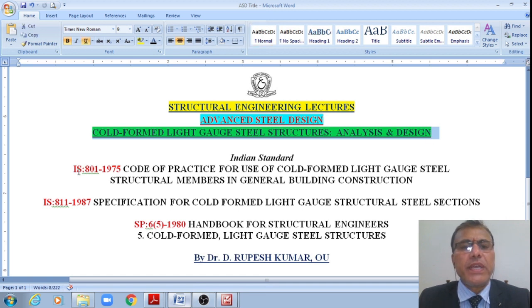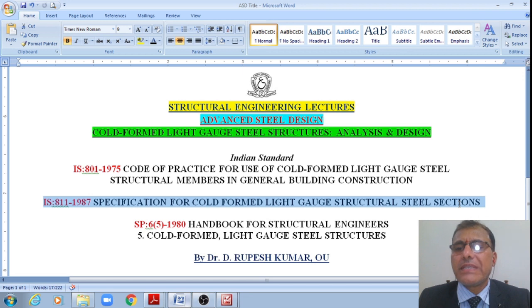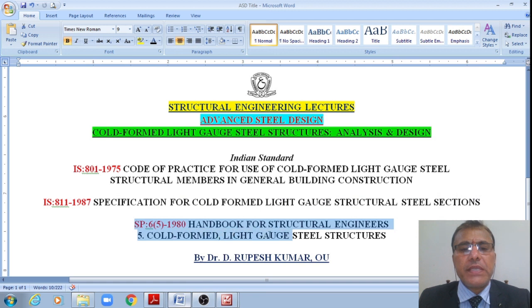analysis and designs conforming to Indian Standard Codes IS 801 1975 Code of Practice for use of cold formed light gauge steel structural members in general buildings and constructions, as well as IS 811 1987 specification for cold formed light gauge structural steel sections. This is akin to that of the steel tables. Then the third one is SP 65 Handbook for Structural Engineers 5 cold formed light gauge steel structures. Right, now let us move to the discussion, student.